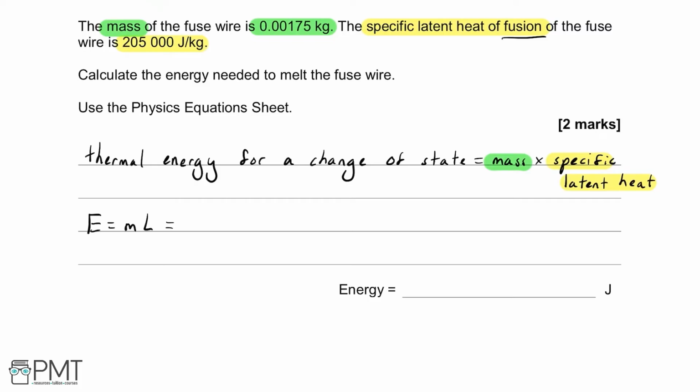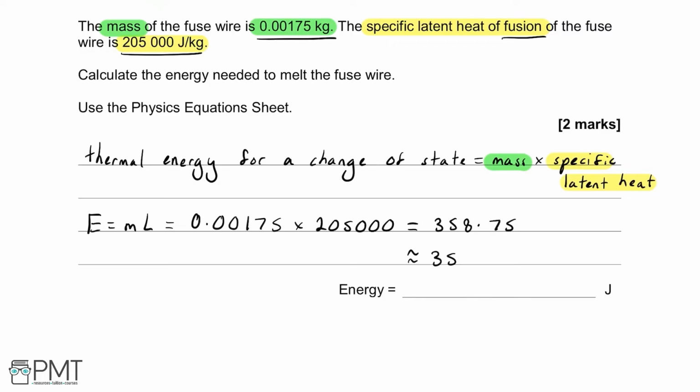So mass, 0.00175 multiplied by specific latent heat, 205,000 joules per kilogram. And if you put that into your calculator, you'll get an answer of 358.75. And we're just going to round that to 359. This is because these values are both to 3 significant figures. So we're just going to write that answer into the answer box.